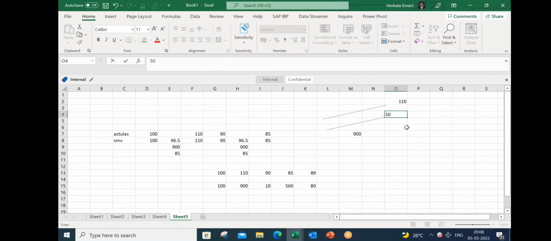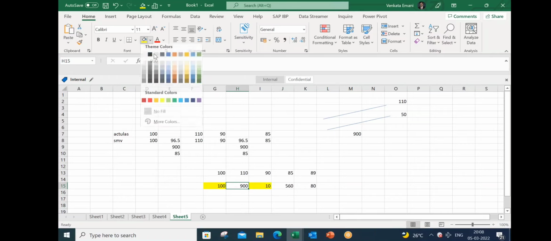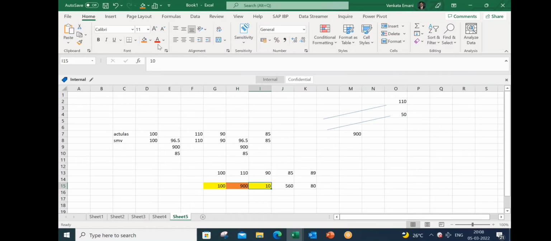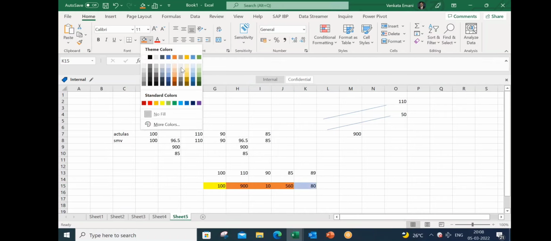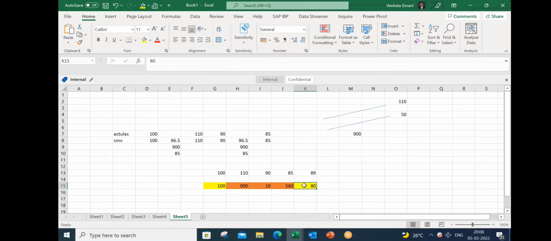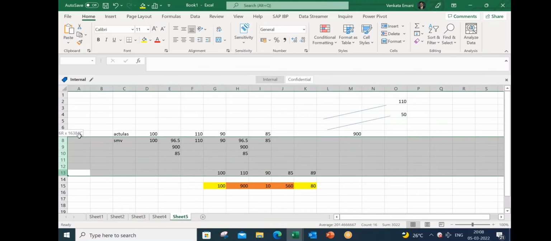Anything within these tolerance bands, the system will treat as normal history. Okay, 100 it will treat as normal history. 10 is below 50, so it will treat it as an outlier. If it is above 110, it will treat it as an outlier. So 900 and 560 are outliers, and 90 is a good history. Like this the system will detect the outliers. Do you understand this so far? Yeah, I get it.